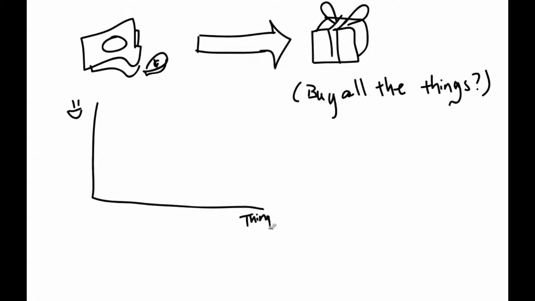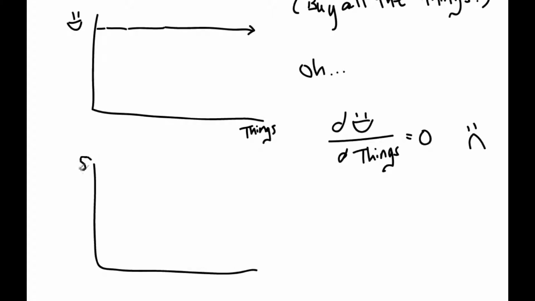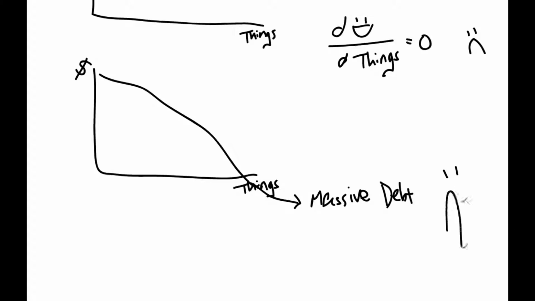And then you're like, I want to do this empirically, so I'm going to plot my happiness as I get more things. And oh, wait, the derivative of this is zero. But you know what's not zero? The amount of money you spent. In fact, your bank balance right now is actually way lower than zero, and you're like, cry.